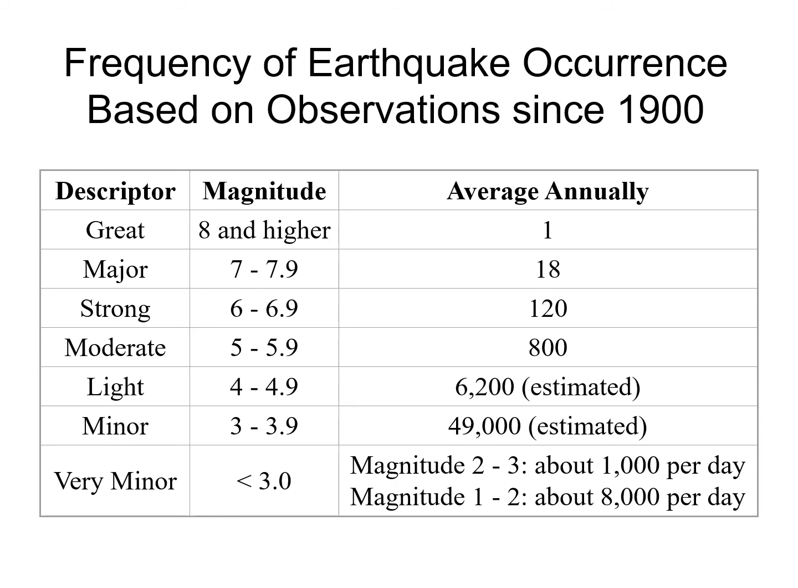If we're looking at quakes that are not as strong, but still pretty strong, again, 6 to 6.9, 120 a year, so about 2 a week. But again, we hardly hear about any of these on the news because most of these are in remote areas, and unless large numbers of people are killed, you just never hear about it.